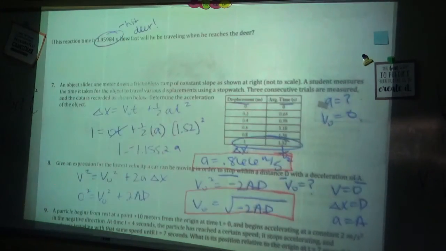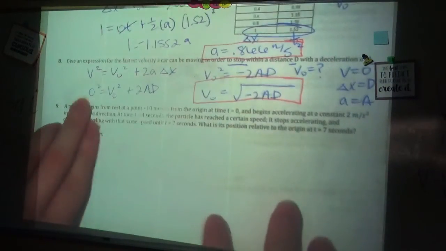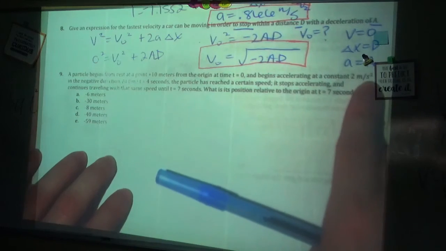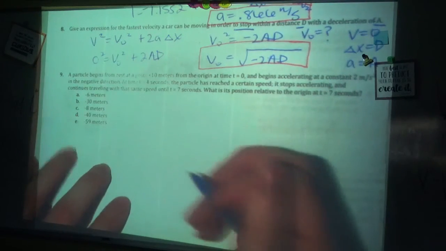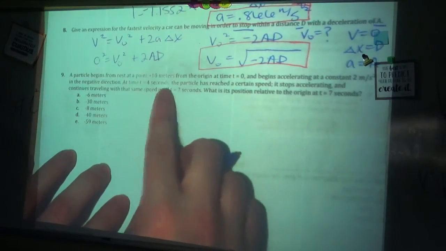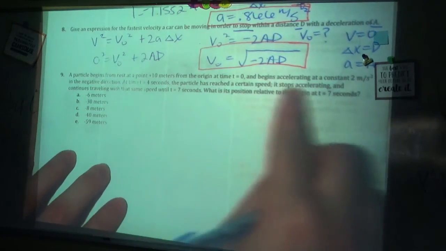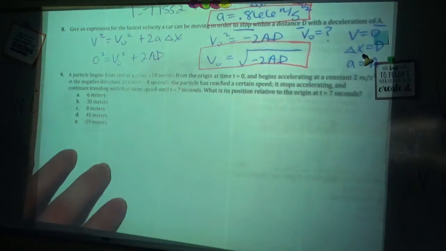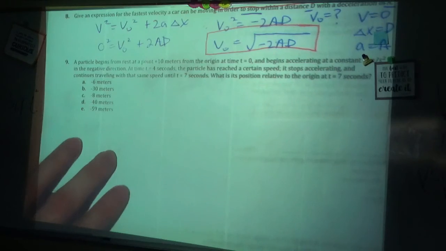A particle begins from rest at 10 meters from the origin at time equals 0, and it begins accelerating at a constant 2 meters per second squared in the negative direction. And then at t equals 4, the particle reaches a certain speed, it stops accelerating and continues at that speed until 7 seconds. What is the position at 7 seconds?